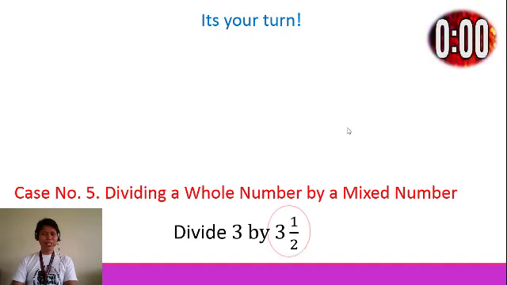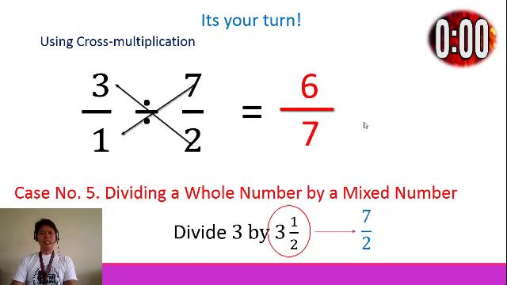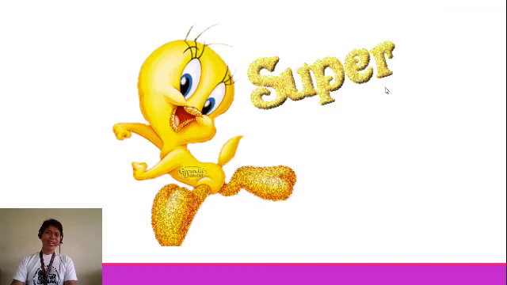Okay, time's up. So 3 and 1/2 is 3 times 2 is 6 plus 1 is 7 over 2. And then 3 over 1, we will use cross multiplication, divided by 7 over 2. 3 times 2 is 6. And then 1 times 7 is 7. 6/7 is our answer. Okay, next.